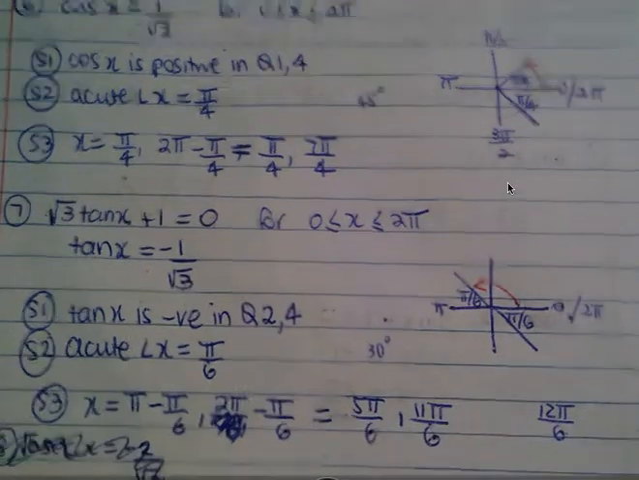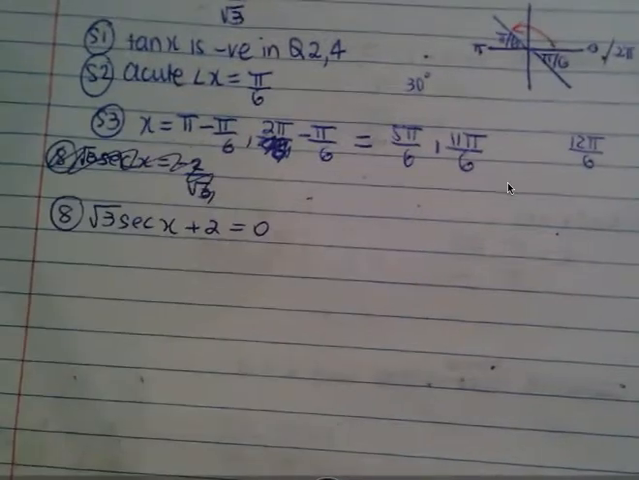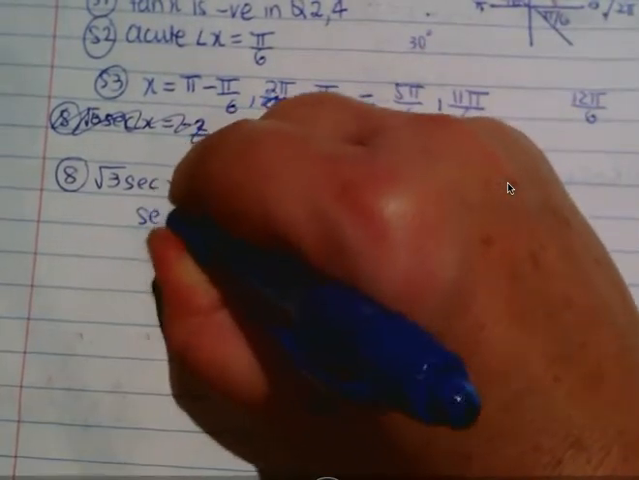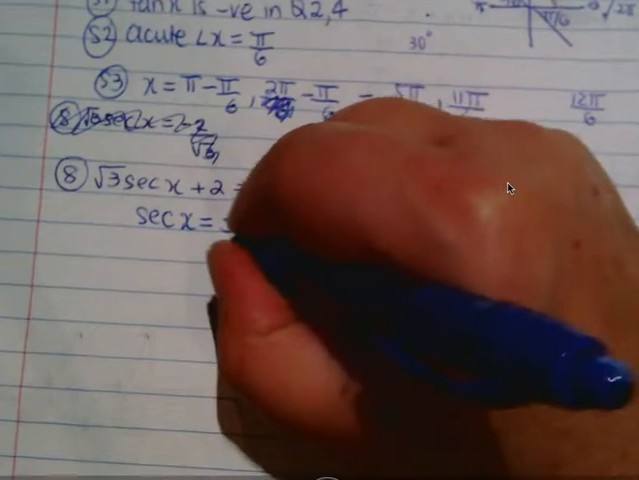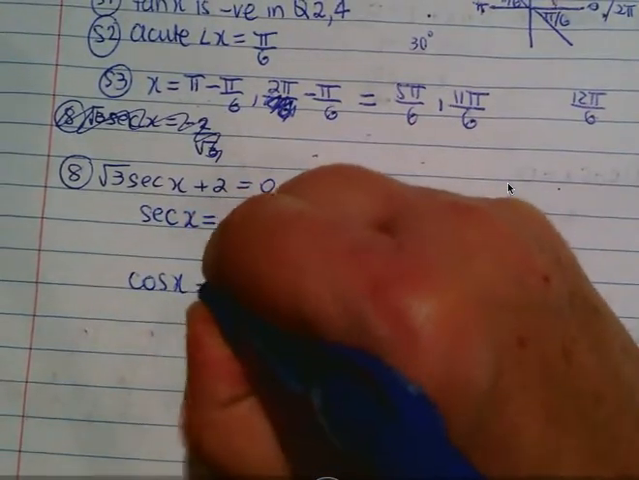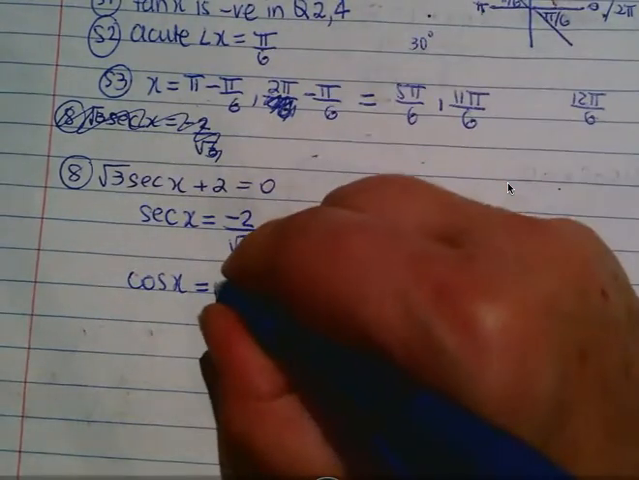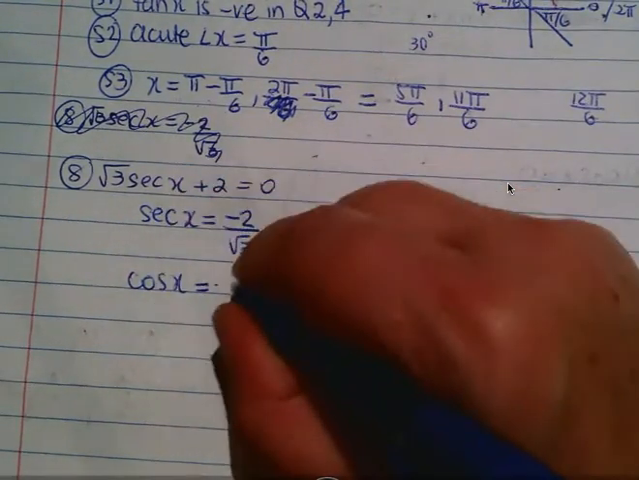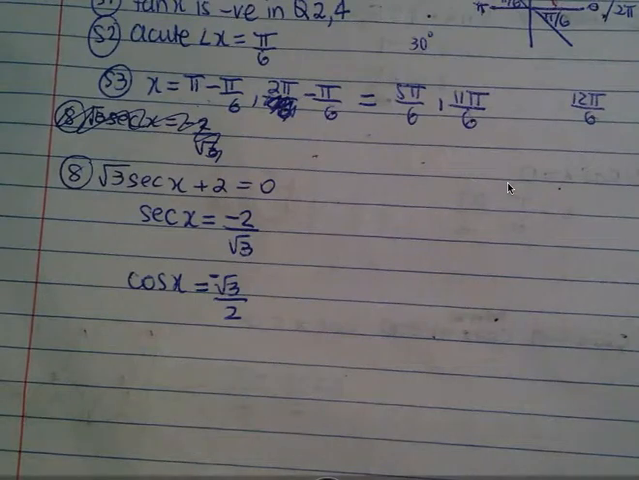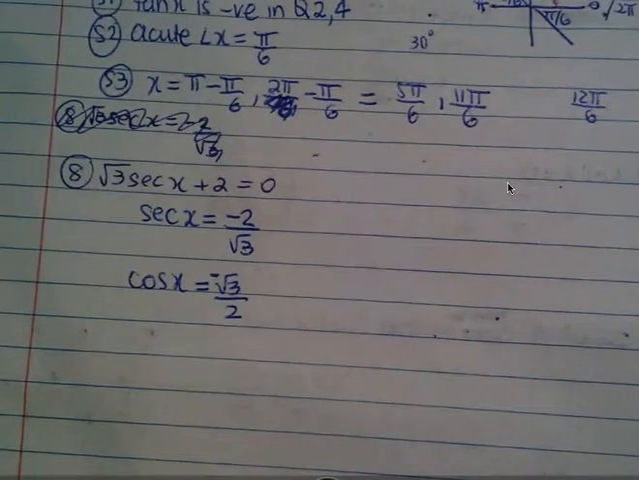Okay, now the last one's a little bit different. So I've got sec of x plus 2 equals 0. Now I have to rearrange it. So I've got sec of x equals negative 2, and we're going to divide by the root 3. Now remember sec is the reciprocal of cos, so therefore cos of x would be just the reciprocal, because sec is 1 on cos, so that would be negative root 3 on 2. It's still going to be negative, but you just have to do the reciprocal, and in the case of a fraction you will just flip it.